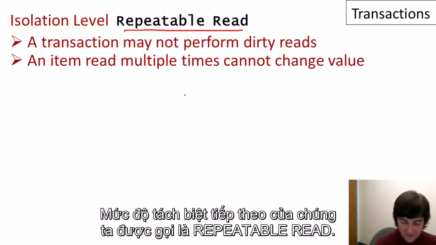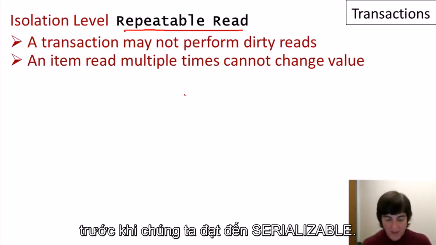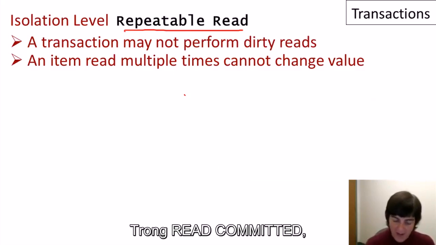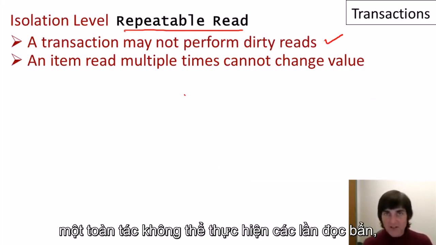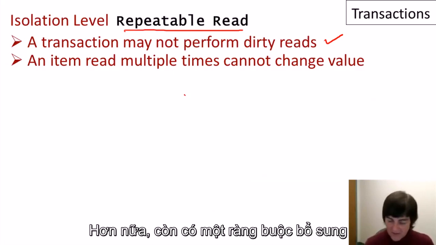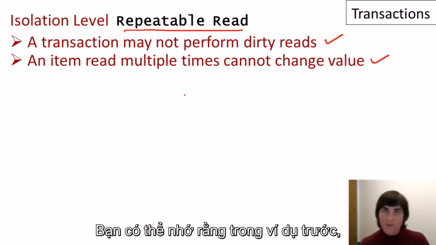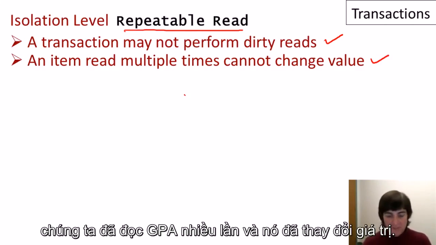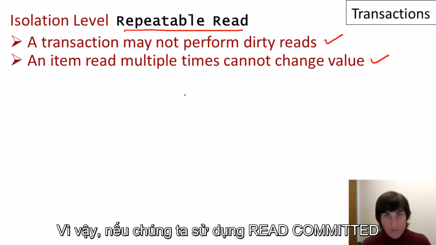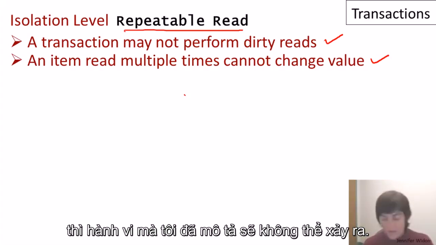Our next isolation level is called repeatable read, and it's our strongest one before we get to serializable. In repeatable read, a transaction may not perform dirty reads, just like in read committed. And furthermore, there's an additional constraint that if an item is read multiple times, it can't change value. You might remember in our previous example, we read the GPA multiple times and it did change value. So if we were using repeatable read for the consistency level there, then the behavior that I described couldn't occur.